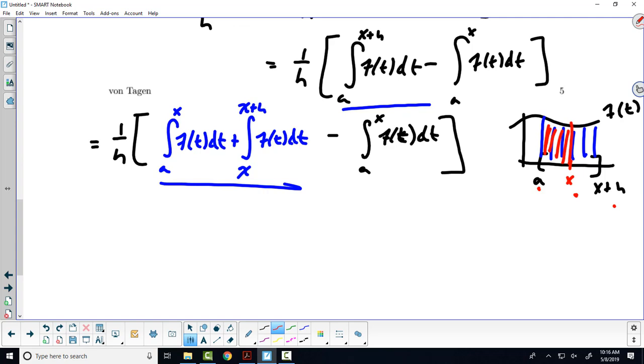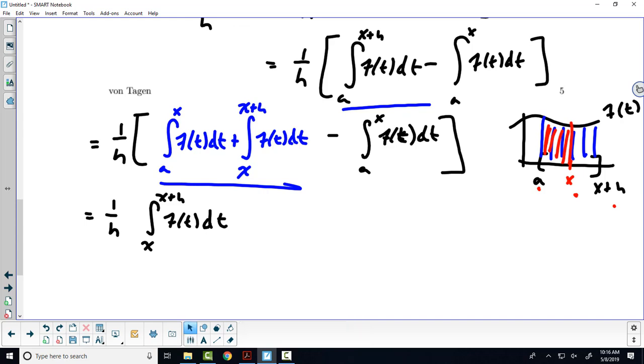Well, that's kind of nice, because now one of those terms sort of cancels. I don't know if we made the problem easier or not, but now we're down to 1 over h times the integral from x to x plus h of f of t dt. Okay, folks, is this the derivative?